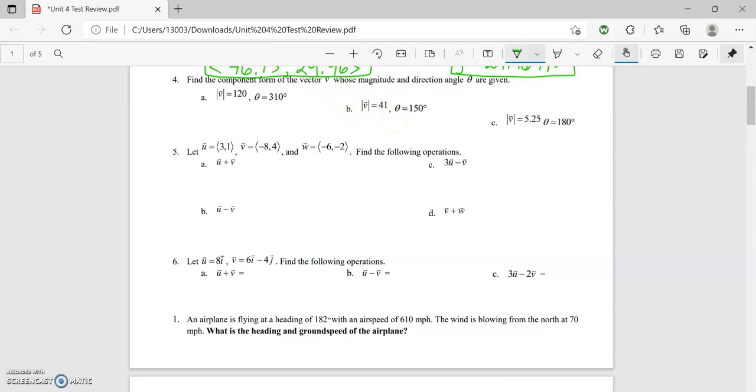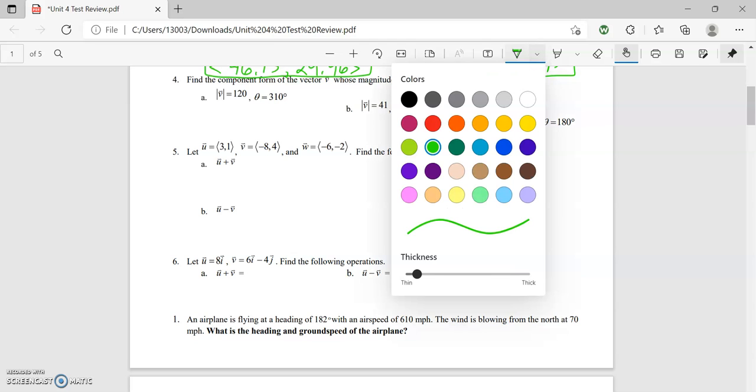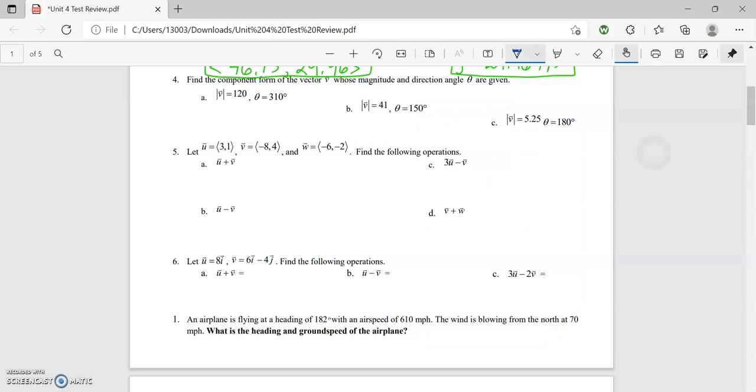So all we're going to do here is, we'll go blue. We're being asked, what is the vector in component form? So we simply say magnitude times cosine the angle, comma, magnitude times sine of the angle. And then we close it. And that's it. There's nothing more to do with it.